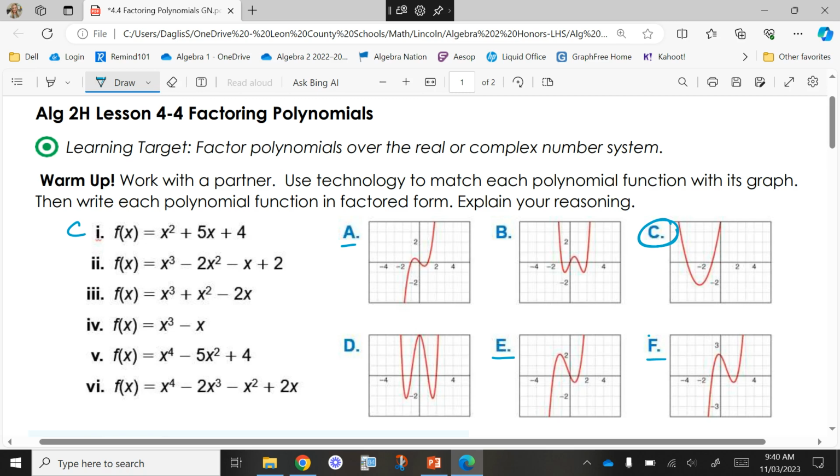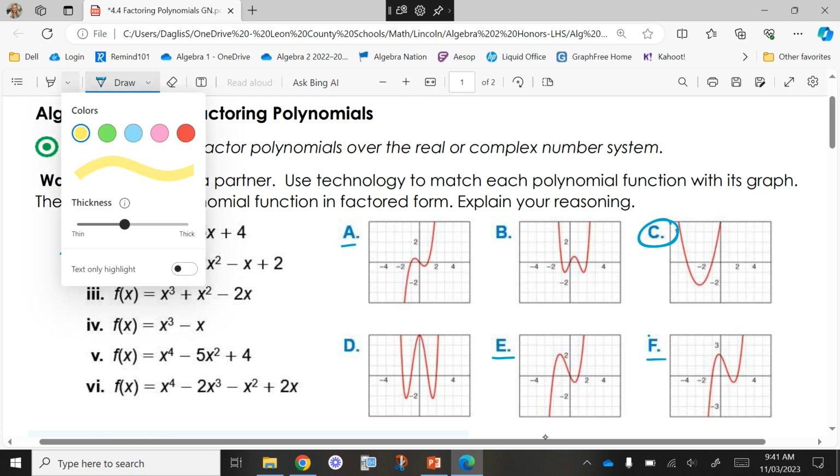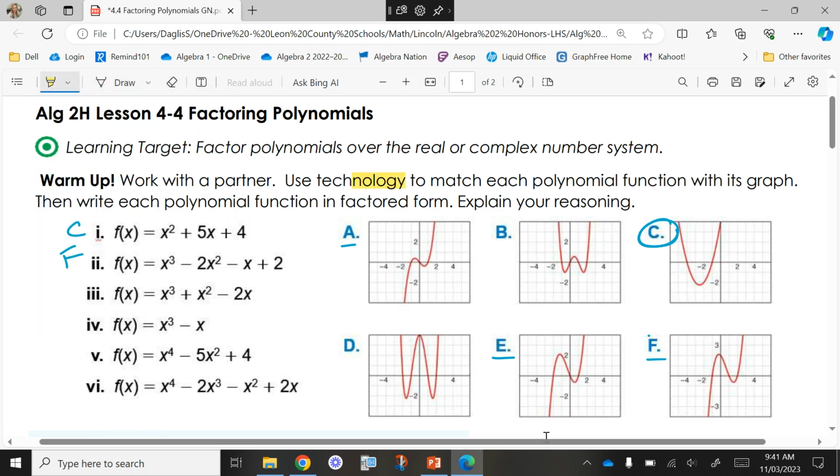So this is when our trusty-dusty calculator comes on in. Which one did you match up with number 2? F, you're welcome. So when you type that in on either a graphing calculator or Desmos, because it does say use technology, I did want you to do that. Use technology to match. You look at the x-intercepts and graph F matches the function for number 2.